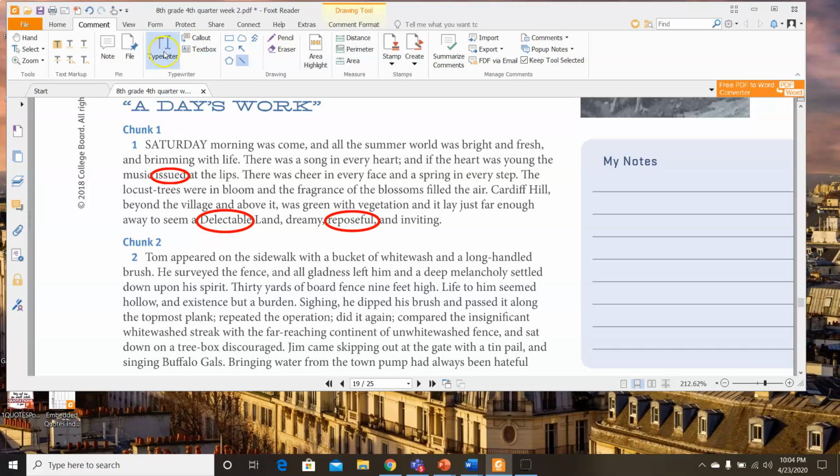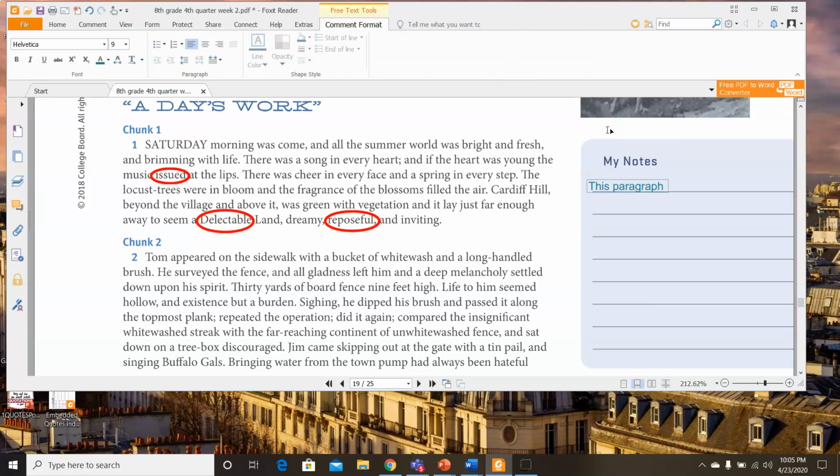So I'm going to just jot that down on the side here. This paragraph builds the setting and sets the mood. So by mood, I'm talking about like the atmosphere. They're creating a cheerful mood. Everything is bright and sunny and happy. Everyone's having fun. Everything is great. It's a Saturday morning. The world is wonderful.